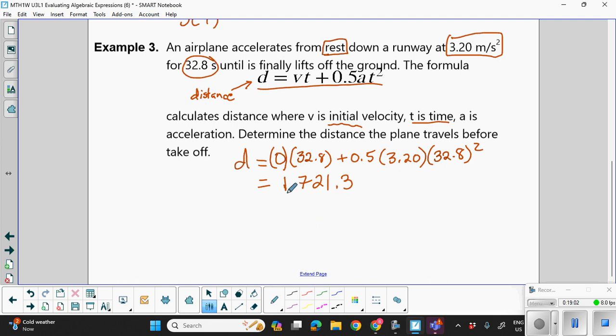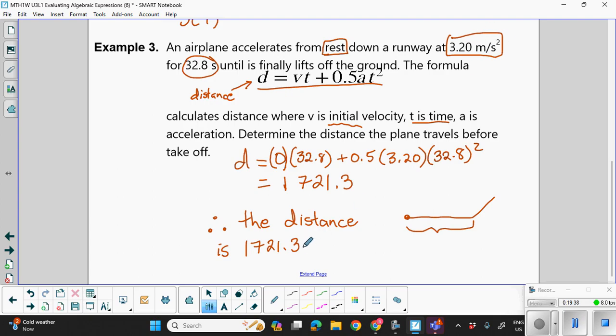So what did we just find? We found the distance that the plane travels. It's starting at rest and it's picking up speed and then it takes off. So we just found how long it's on the ground. So what's the distance? Remember, word question, I expected a therefore statement. 1721.3, and is that kilometers? Probably not. Let's go back. What units did they use for measurement?